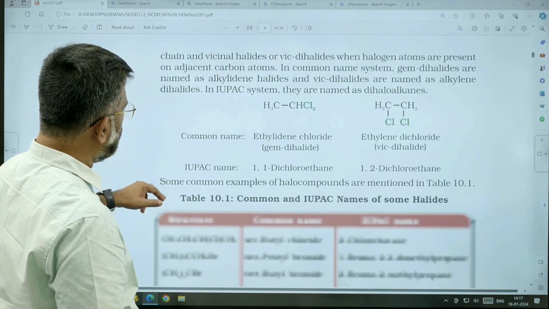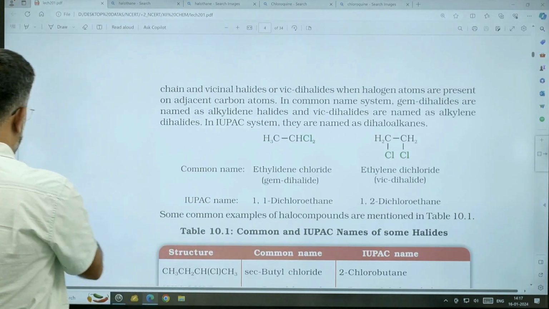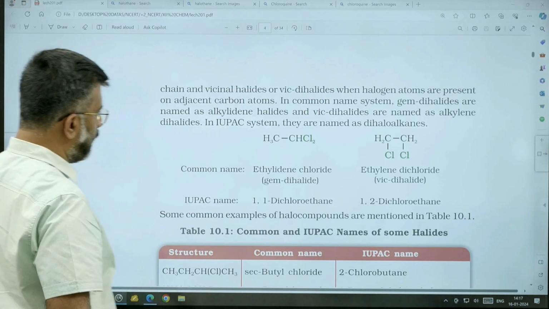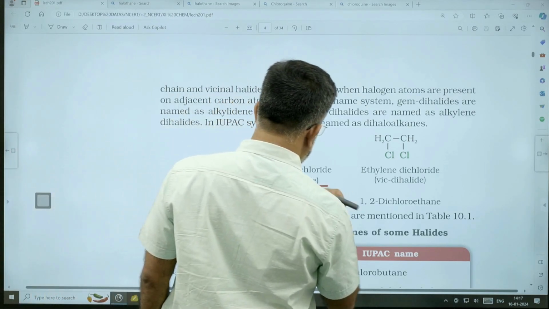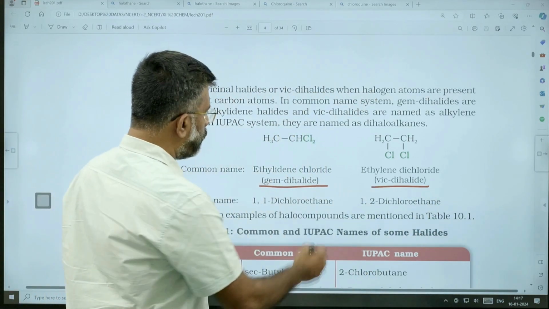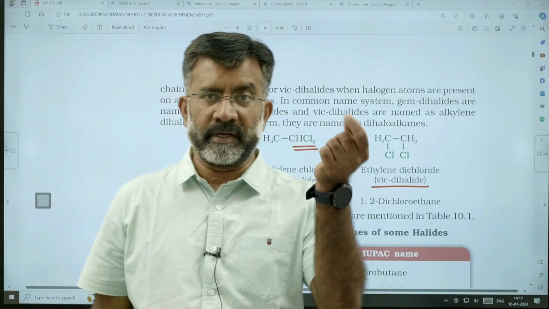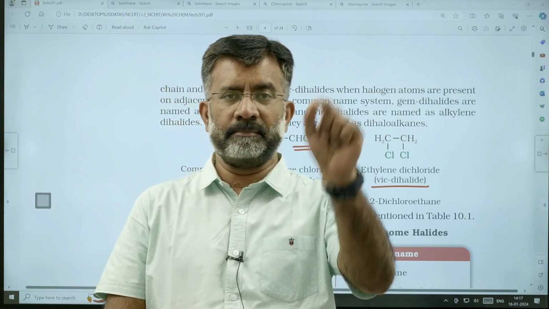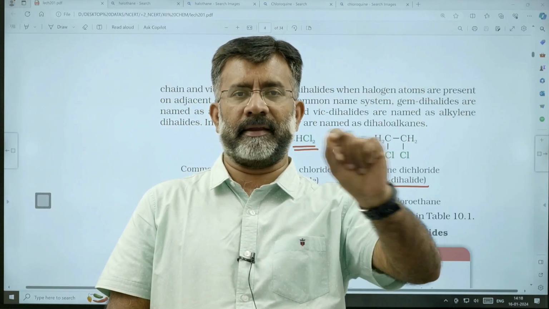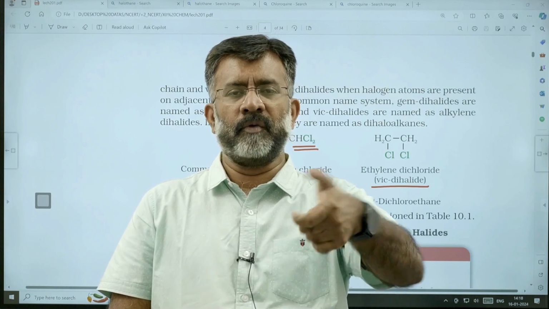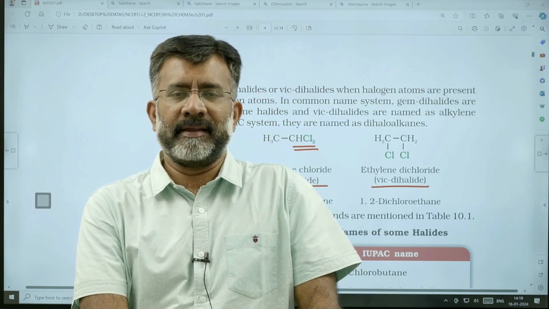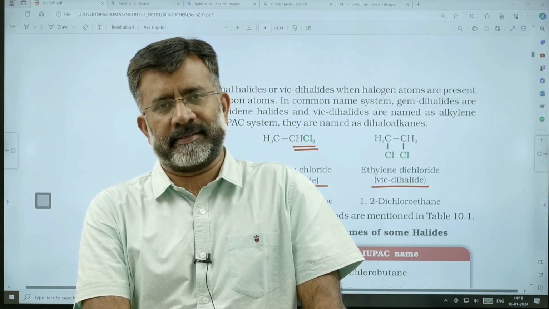Yeah, I forgot to tell you one very important class of compounds: gem dihalide and vic dihalide. Two halogens coming on the same carbon atom is called geminal. Geminal means gem dihalide. When two halogens are on the same carbon atom, it is called gem dihalide.